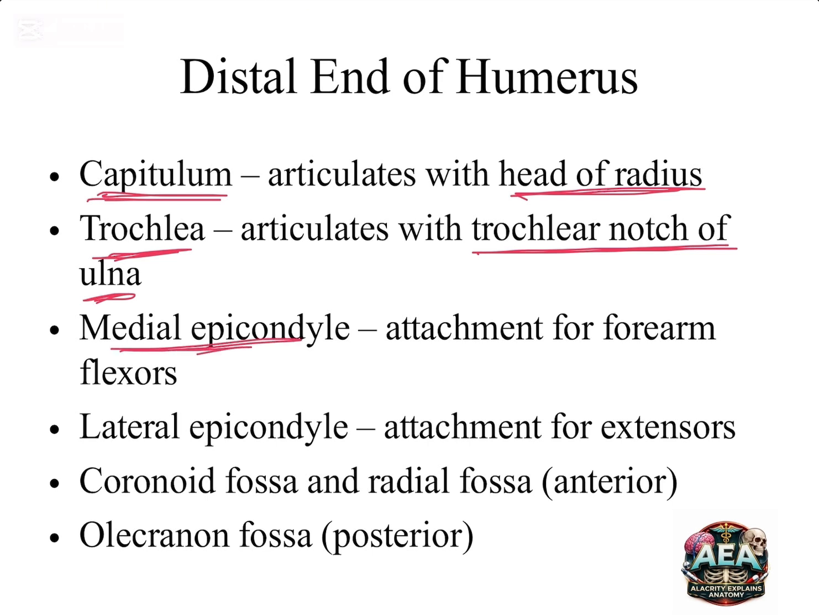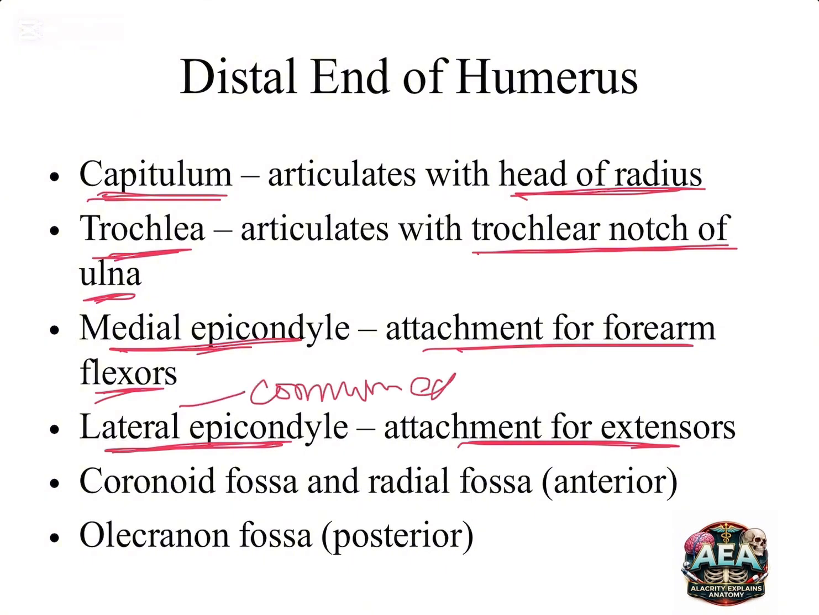It is a site of attachment for forearm flexor muscles, the muscles that flex the forearm, and this is called the common flexor origin. We have the lateral epicondyle, a site for attachment of the extensor muscles of the forearm, and it is called the common extensor origin, just as the medial epicondyle is called the common flexor origin.